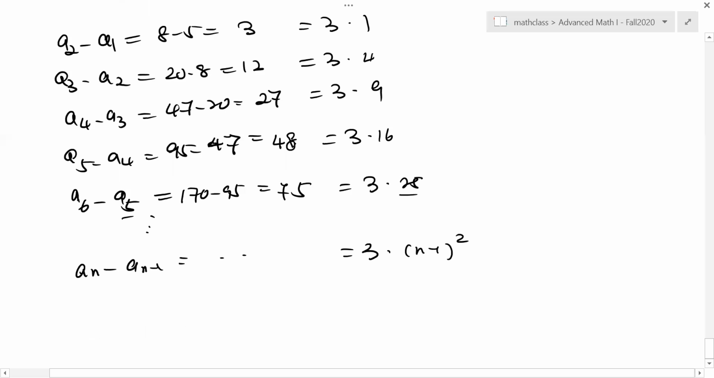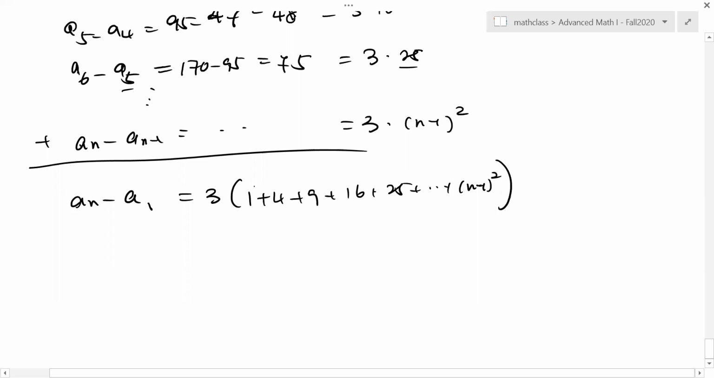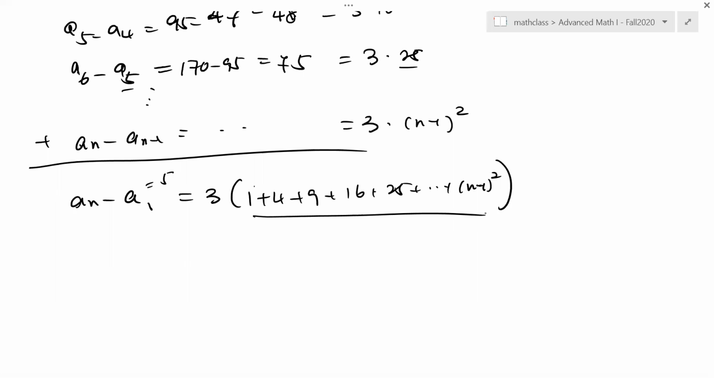Okay, and add them together. So the left hand side is just an minus a1. The right hand side gets 1 plus 4 plus 9, the sum of those perfect squares. Okay, A1 is 5. So the question is, how can I add the perfect squares together? Okay, there is actually another formula we need for the perfect squares.